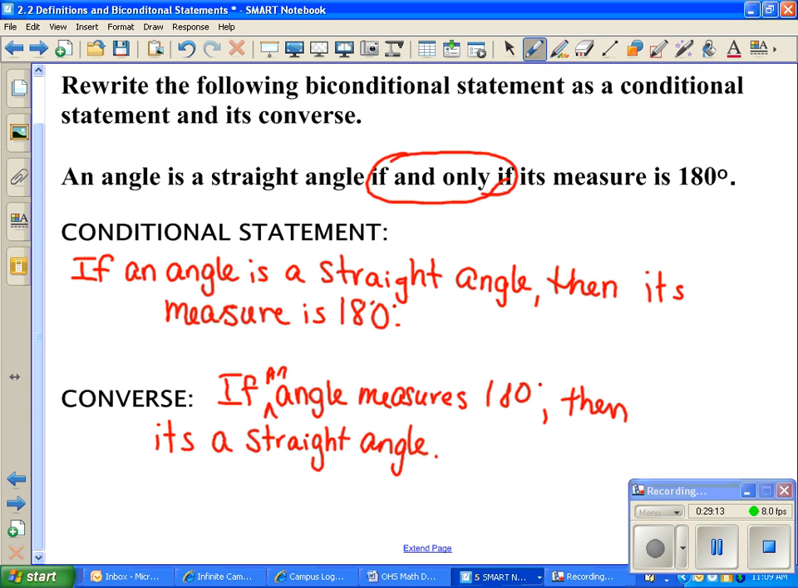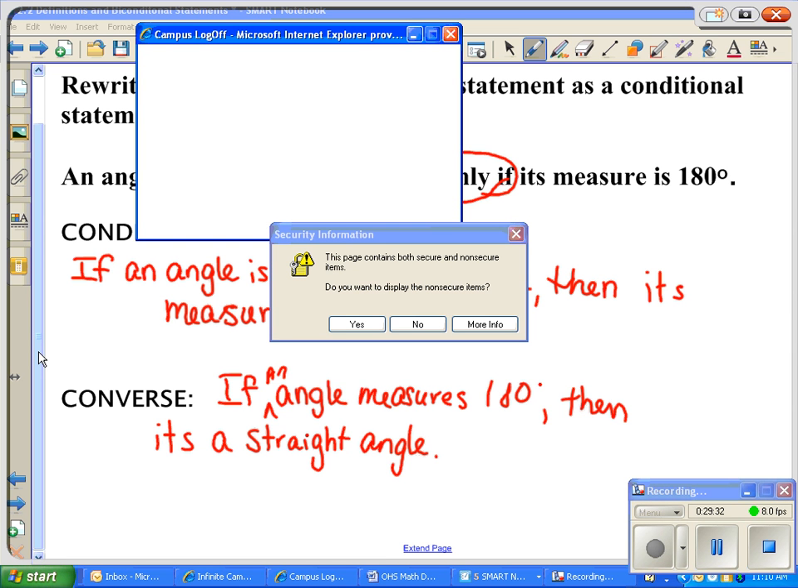Okay? You can break it apart that way. Now realize that if an angle is a straight angle, then its measure is 180. And if an angle's measure is 180, then it's a straight angle. I can write one statement that covers both, and it's true for both. It has to be true for both. If it's only true for one, you can't write a biconditional statement.